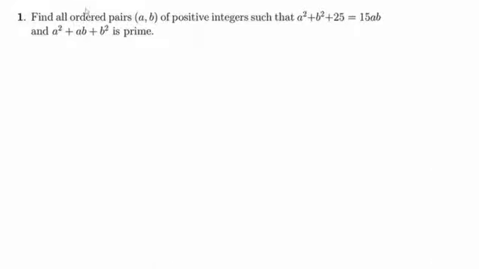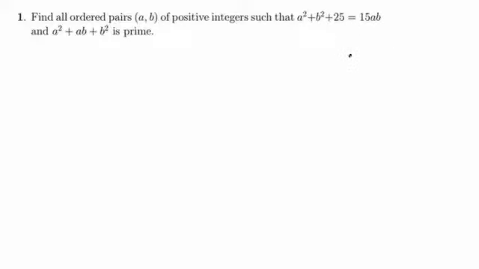The problem says: find all ordered pairs (a, b) of positive integers such that a squared plus b squared plus 25 equals 15ab, and a squared plus ab plus b squared is prime. So first thing when you see this problem, it's good to try to check some small examples. For example, a = 1, b = 1. Here it doesn't work, because the right side will be 15.